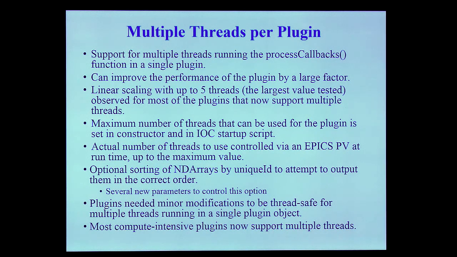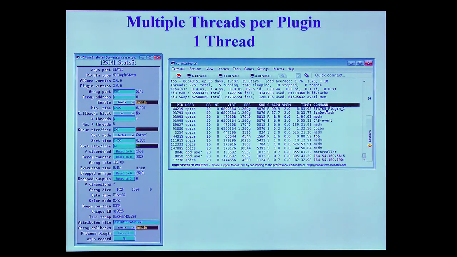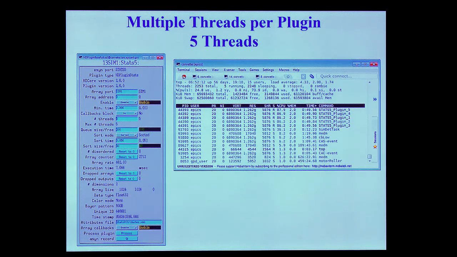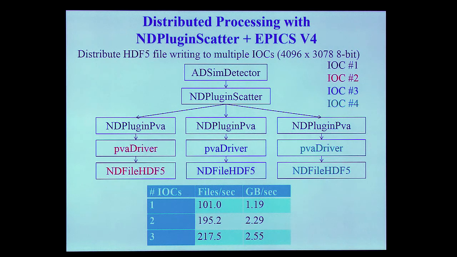But basically, you can take a plugin, and for many of them, run multiple threads and increase the throughput. So if a single statistics plugin can't calculate fast enough, you can run 3 threads within the same plugin and run it 3 times as fast. I'll demonstrate that. I'm going to skip the scatter.